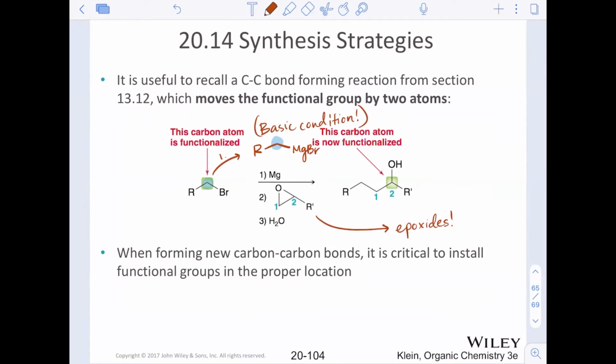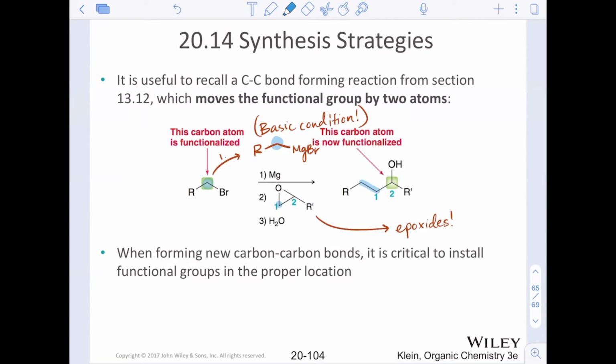If we are in basic conditions, we typically react at carbon number 1. So that new bond is being formed. Why? Because of steric hindrance, the less substituted gets attacked by a good nucleophile. And then a water workup is used to clean up the alcohol that forms.